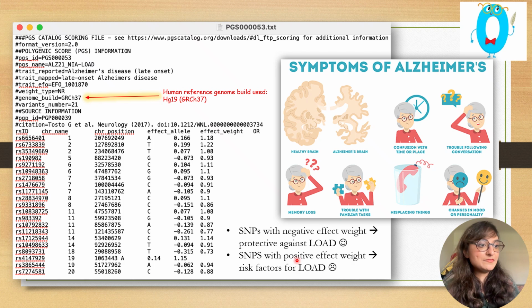And if you have a positive effect weight, that means that having this SNP would increase your risk for every copy you have. If it's from one parent, it increases it by 0.166. If it's from both parents, it increases it by 0.166 times 2. And if you don't have this effect allele at this position in the chromosome, then nothing is contributed to your score. So that's sort of what it's trying to do.